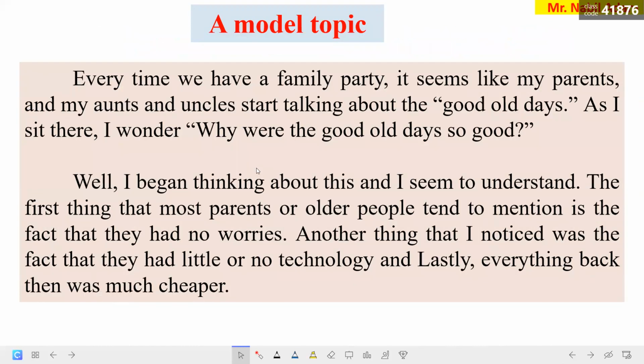This is a model topic. Every time we have a family party, it seems like my parents and aunts and uncles start talking about the good old days. As I sit there, I wonder, why were the good old days so good? Well, I began thinking about this and I seem to understand. The first thing that most parents or older people tend to mention is the fact that they had no worries. Another thing that I noticed was the fact that they had little or no technology, and lastly, everything back then was much cheaper.